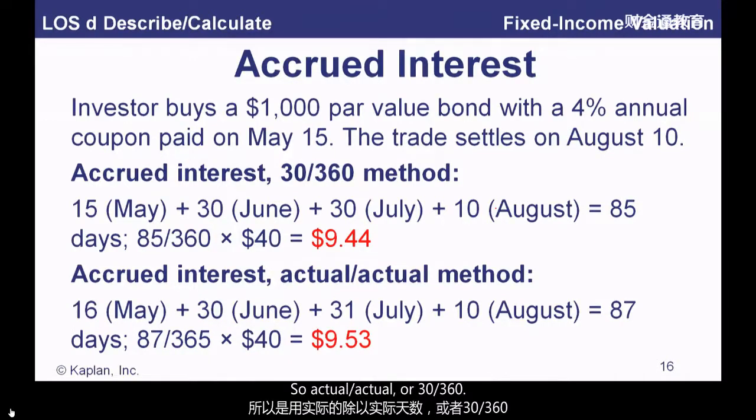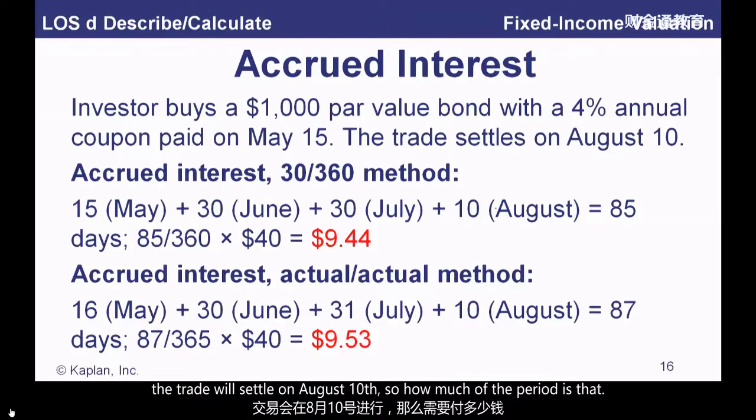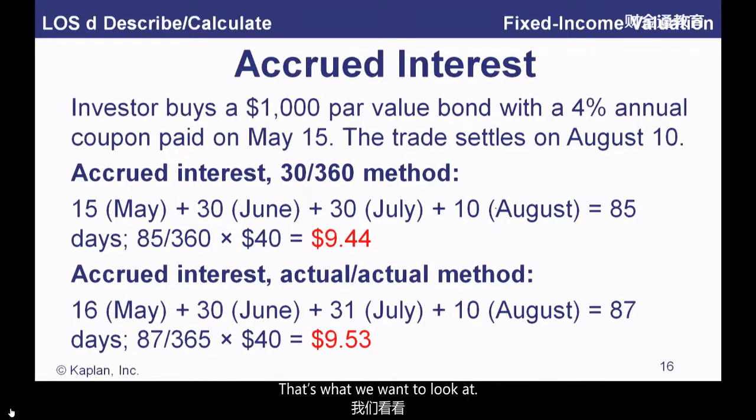So, actual or 30/360. Let's look at the calculations for a bond that had a coupon paid on May 15th. The trade will settle on August 10th. So how much of the period is that? That's what we want to look at. How much of that interest rate period between coupons has passed?